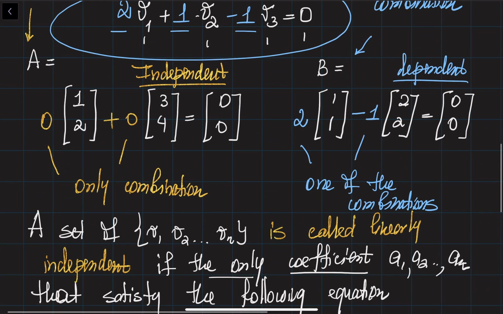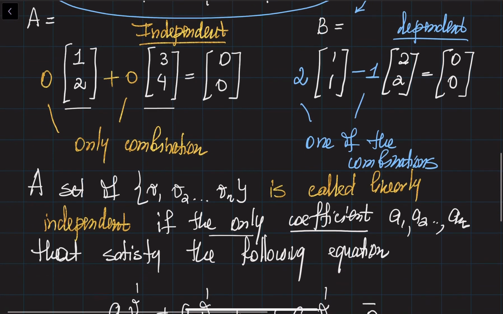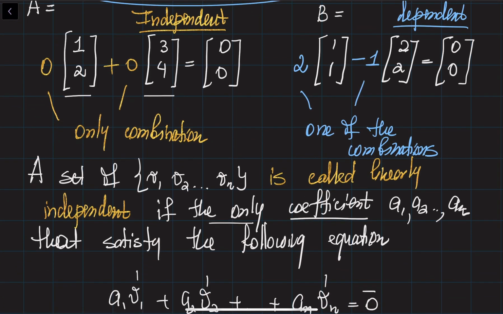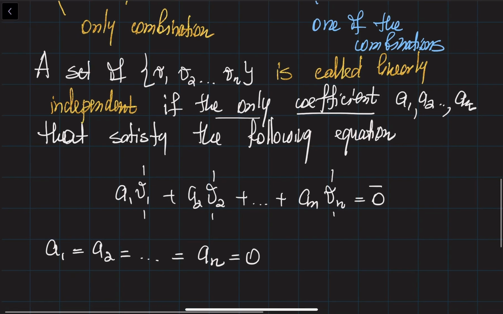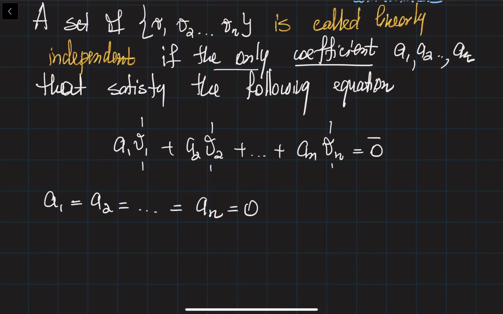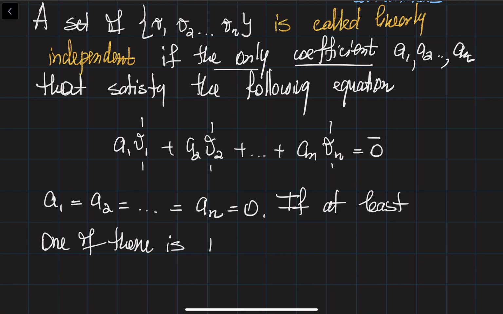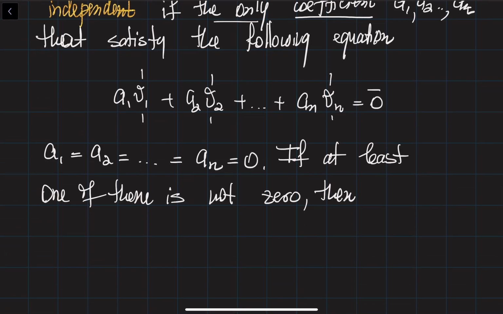So if you remember, here it is. These two vectors are linearly independent, and the only pair of coefficients which brings the combination to be equal to the 0 vector are the 0 coefficients, right? And this is the definition. If at least one of these coefficients is not 0, then these vectors are linearly dependent. Then this set is linearly dependent.